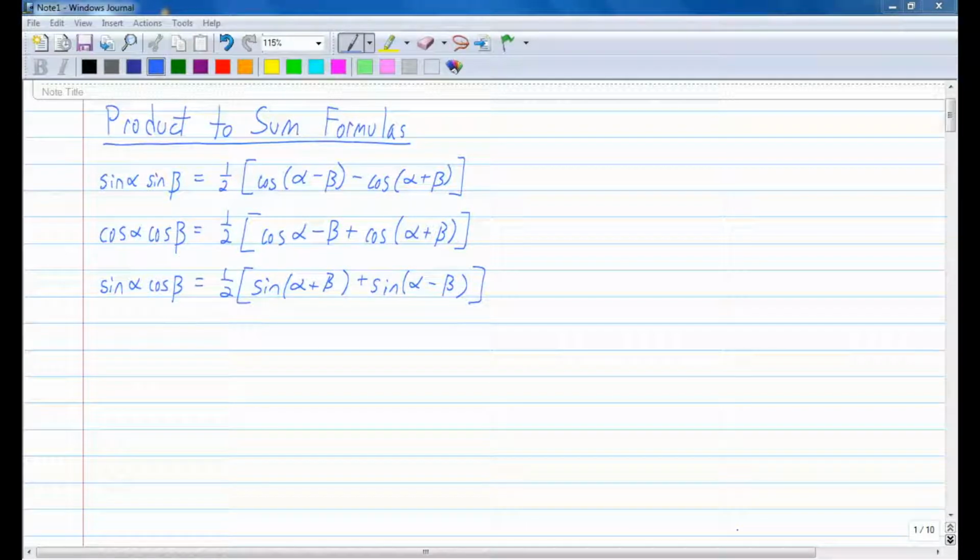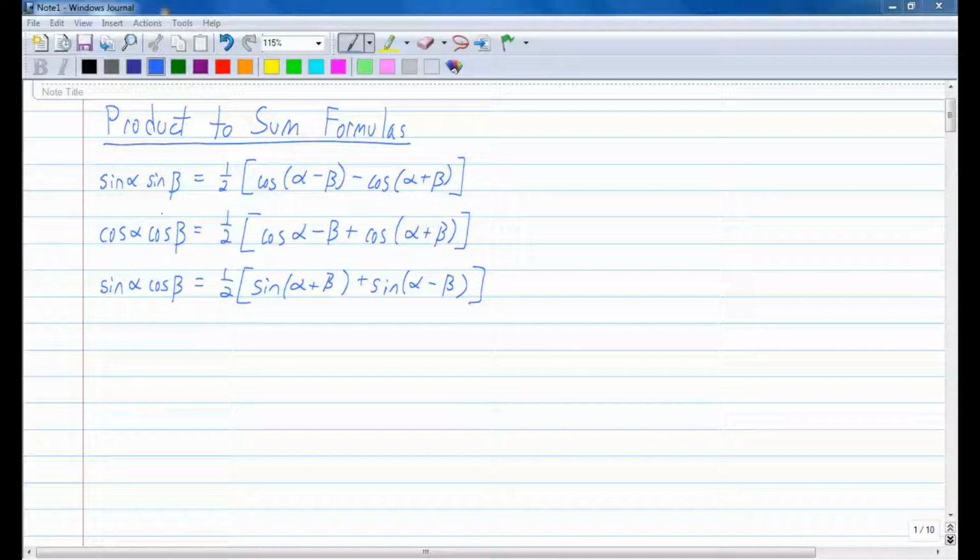Take a look at the product to sum formulas. As you can see, they look very confusing just because of all the alphas and betas and everything, but it's really not that bad. I wouldn't suggest learning these. Just use a formula sheet for these, and that would be fine.